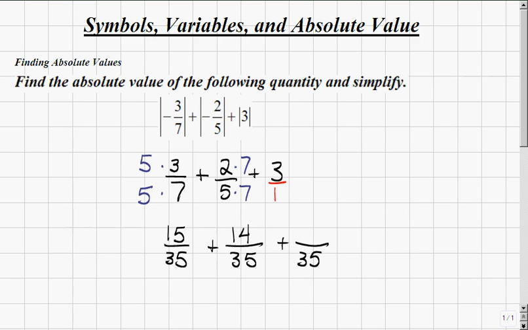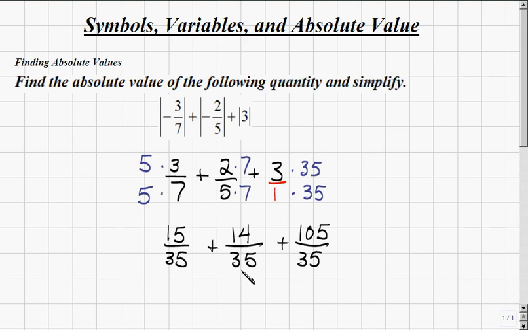And finally, we need to multiply 3 over 1 by something to get 35. So let's multiply numerator and denominator both by 35 to get the denominator of 35. 1 times 35 is 35. 3 times 35 becomes 105.